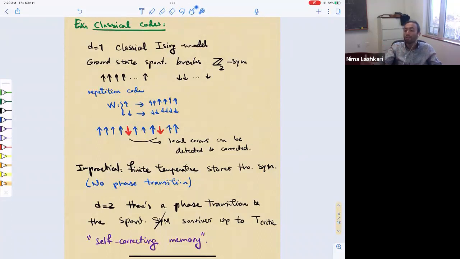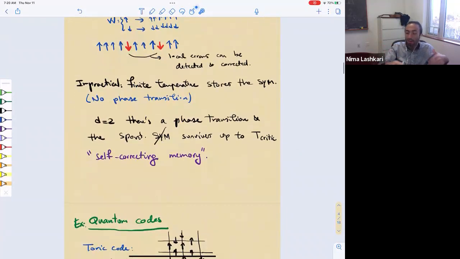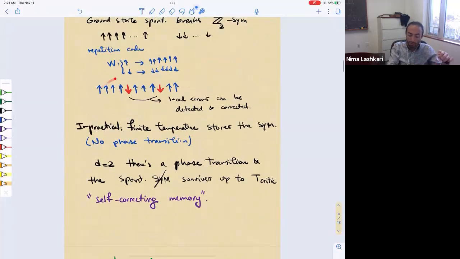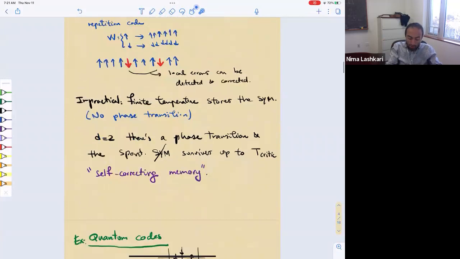So we need something more. We would like this to be a finite temperature phase transition that will make sure that below this transition, these states are actually protected, right? Yeah, exactly. So you would like the spontaneous symmetry breaking to survive up to some critical temperature. And if that is the case, we call that self-correcting memory.